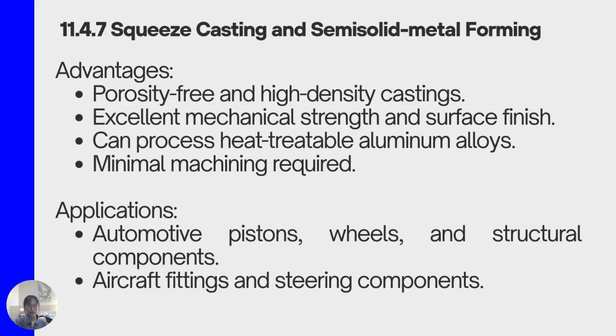Because the metal solidifies under pressure, heat transfer is faster, improving surface finish and dimensional accuracy. Squeeze casting is commonly used for aluminum and magnesium alloys to manufacture automotive and aerospace components such as pistons, wheels, and structural parts. It allows the use of heat-treatable alloys, reduces machining needs, and enhances fatigue strength. Although equipment and tooling costs are higher, the process offers exceptional quality and is ideal for near-net shape production where strength, precision, and reliability are essential.